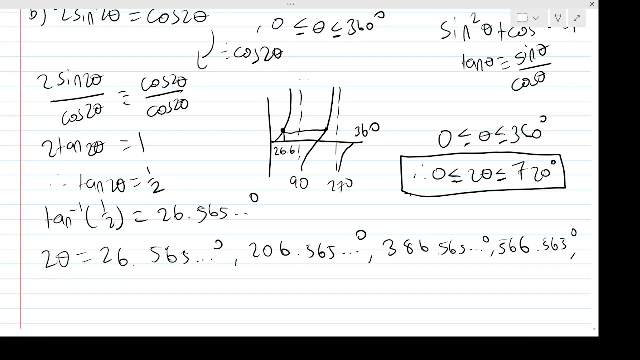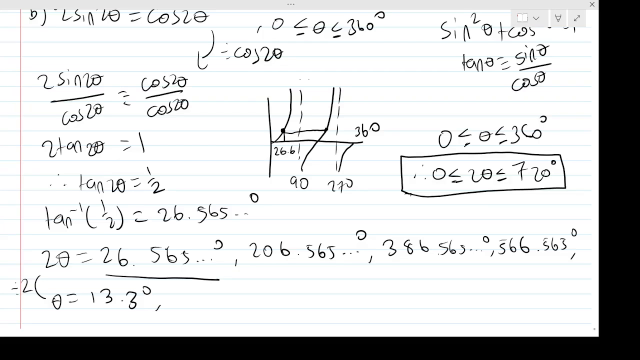So therefore, to get to theta, I then need to divide by 2. So then I just get theta. And then I just need to divide every number by 2. So firstly, this 26.565, divide that by 2, I get 13.3. Again, I'm going to round that to 1 decimal place.